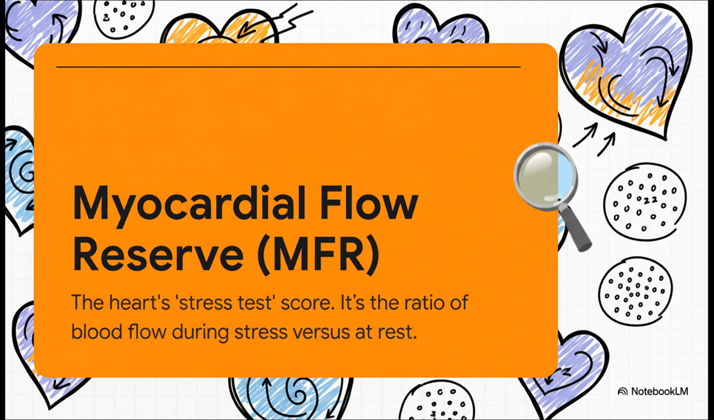Now, building on top of that, we get to the most powerful metric of all, myocardial flow reserve, or MFR. The best way to think about this is as the heart's ultimate stress test score. It's a super simple ratio that tells us how well your entire coronary system can ramp up blood supply when you need it the most. See, a healthy heart can crank up the flow like crazy. A diseased heart just can't.